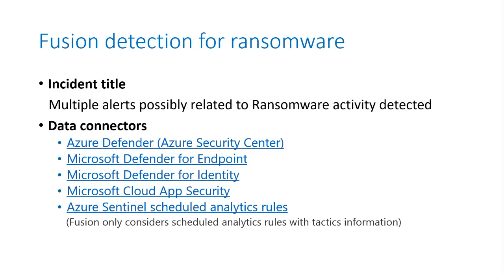Most of these will come from your scheduled analytics rules. So you can see all the supported data connectors on the screen. That includes Azure Defender, Microsoft Defender for Endpoint, Microsoft Defender for Identity, Microsoft Cloud App Security. So if you have these data connectors enabled, this alert will be taken into consideration by Fusion. In addition to that, we also take all the Azure Sentinel scheduled analytics rules with tactics information into consideration when it comes to ransomware detection.